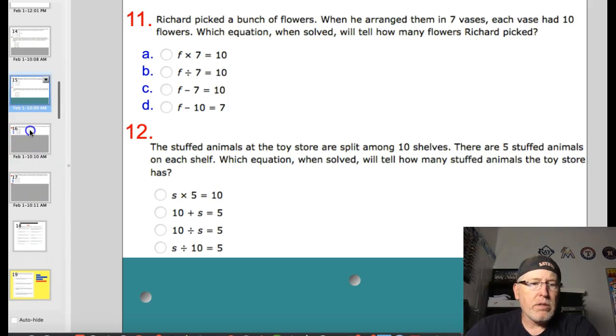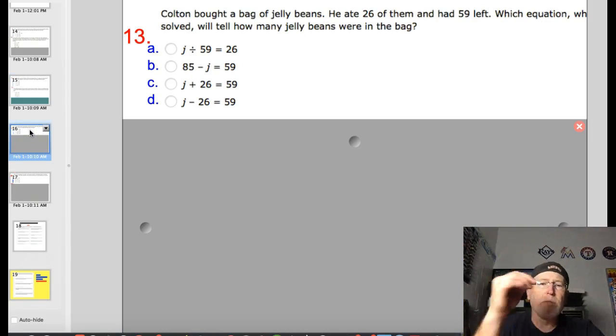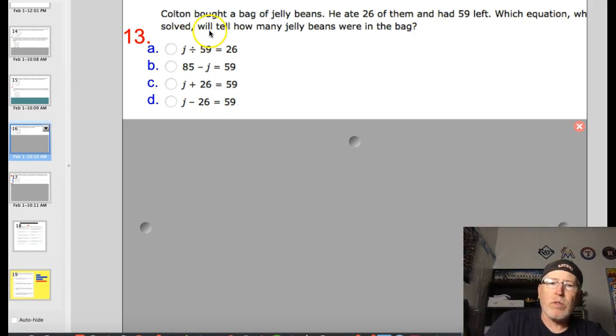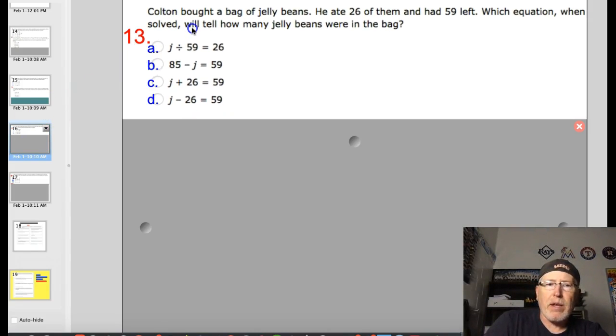My friends. All right, number 13. Colton bought a bag of jelly beans. He ate 26 of them. He had 59 left. Which equation, when solved, will tell you how many jelly beans are in the bag?